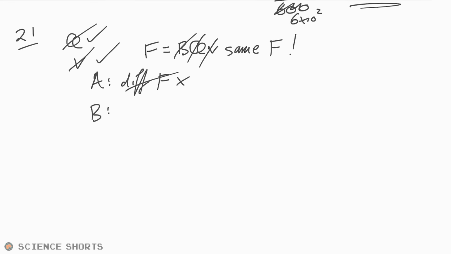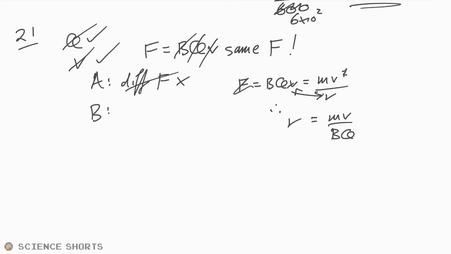B, the radius of the path followed by the ion is different for each isotope. Yes, because we know that F equals BQV, and that also equals mv squared over r. And so cancelling that, we end up with r, swapping those around. R is equal to mv over bq, and so therefore, because they have different m's, they are going to travel different radii. So that is true.